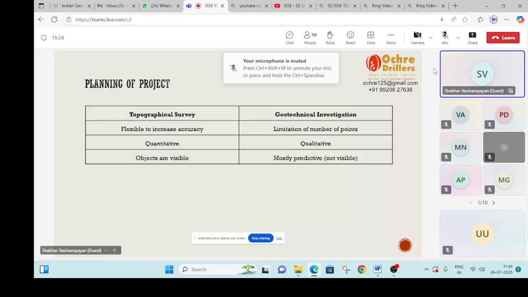So I will place my foundation at 5 meters. So that way it is predictive. You want to guess work. You want to estimate. So that is the difference in the two things.